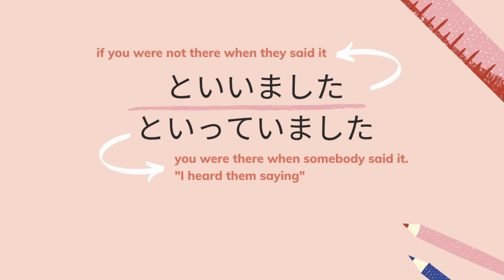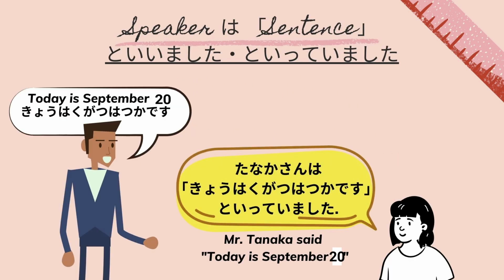The next one is to iimashita and to itte imashita, which means said. Somebody said that. However, they differ when it comes to the following. To iimashita is used if you were not there when they said it, while to itte imashita is used when you were there when somebody said it, or I heard them saying. Our pattern here is speaker wa, sentence to iimashita or to itte imashita.